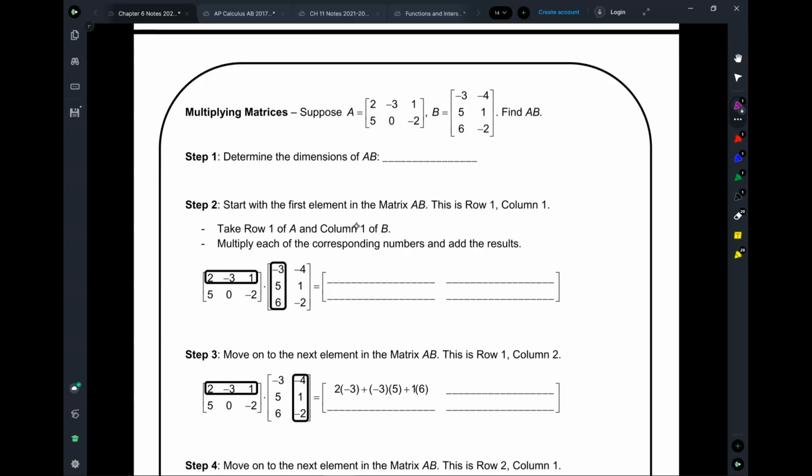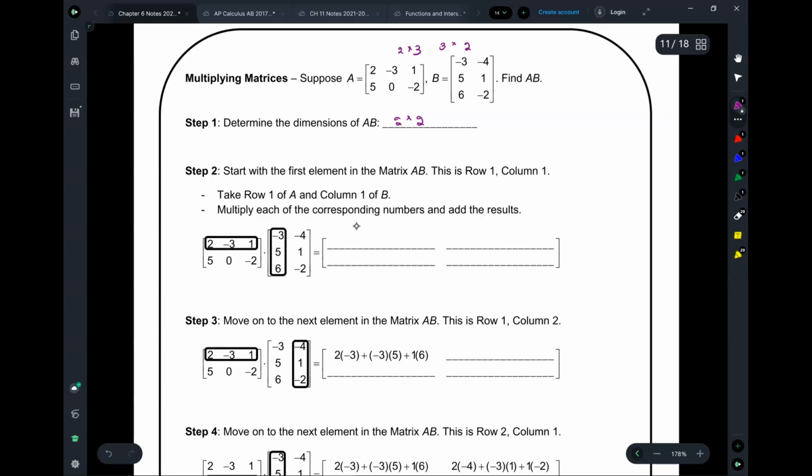Let's first figure out what the dimensions of the new matrix are going to be. Here I have a 2 by 3, and here I have a 3 by 2. So what's going to be the dimensions of the new matrix? A 2 by 2. So the dimensions of AB is going to be 2 by 2. Cool?